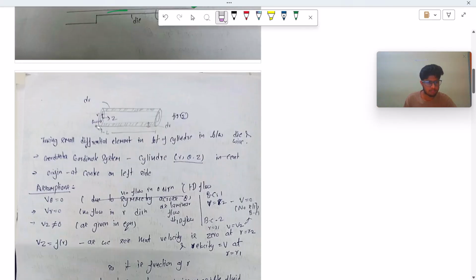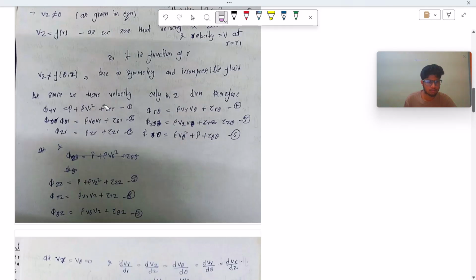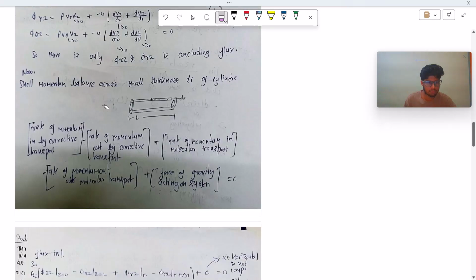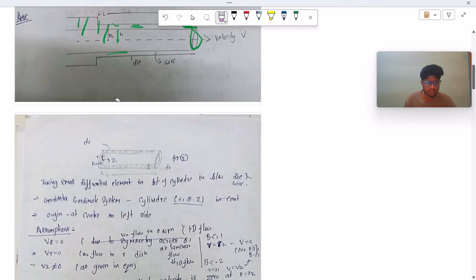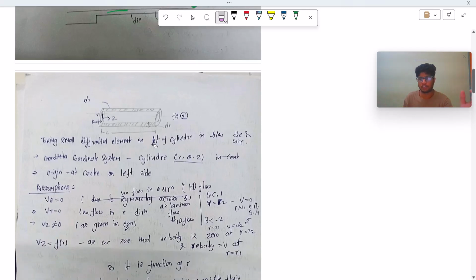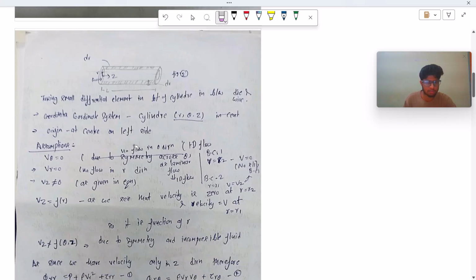So starting from here, we are taking a differential element that has a length of L and a thickness of dr. As we can see here, our wire has a length L and a radius of r. But as velocity varies in the r direction, we take a differential element of dr in the r direction.